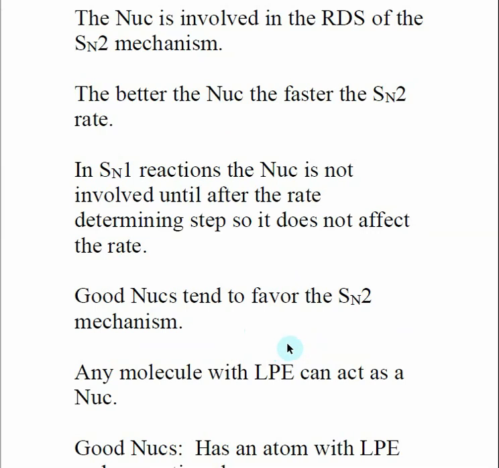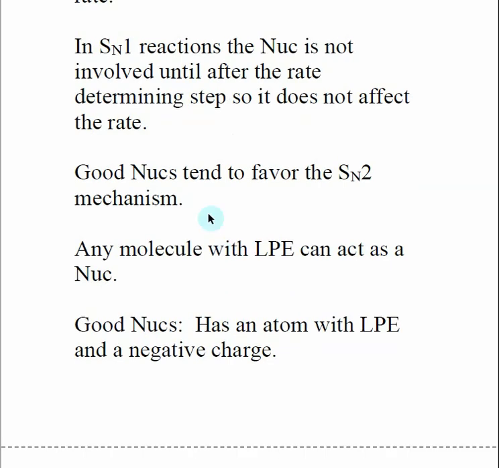The exact opposite is true in an SN1 mechanism, where the nucleophile is not involved in the rate determining step. In SN1 reactions, the leaving group pops off. That's the first step. And then in the second step, the nucleophile comes in and attacks. So the rate determining step is the first one, where the leaving group pops off. The nucleophile doesn't come in until the second step. So the nucleophile is not involved in the rate determining step of an SN1 reaction. So the idea is if I have a poor nucleophile, it's going to tend to favor SN1 reactions. So what do we mean by that?